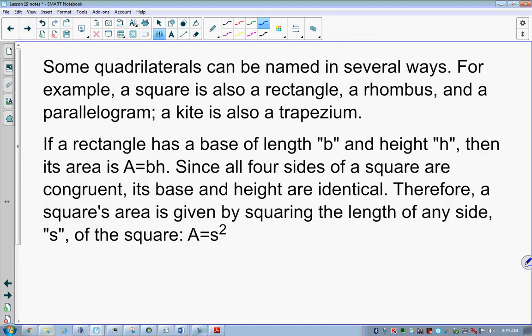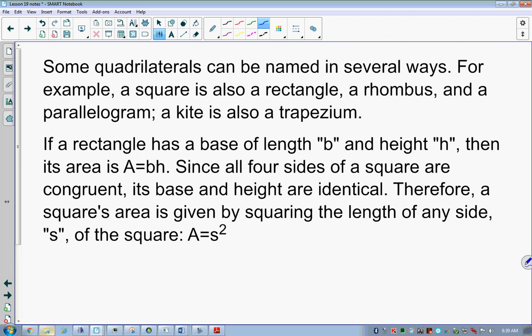Okay. If a rectangle has a base of b and a height of h, then its area is base times height. Again, hopefully stuff that you already know, right? How to find the area of a rectangle: length times width, base times height. But because in a square all sides are congruent and a square is a rectangle, I don't have to say base times height because the base is the height. The height is the base.